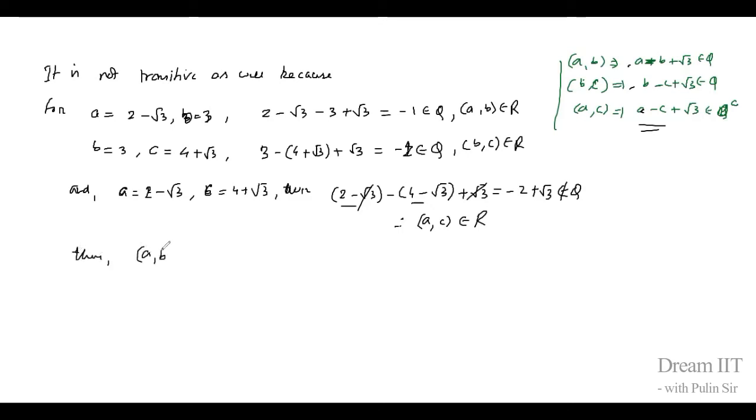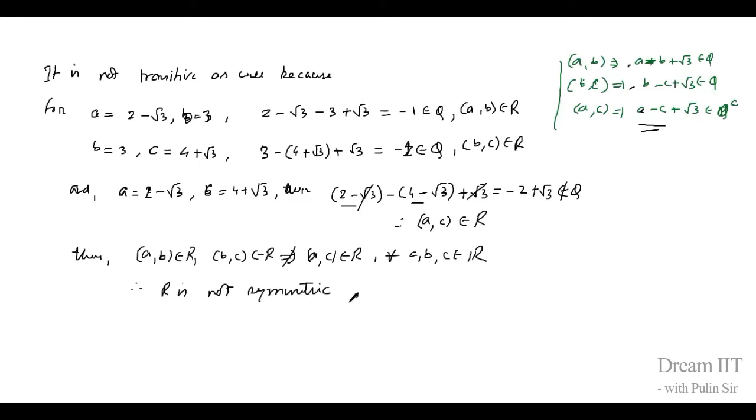Thus A comma B belongs to R and B comma C belongs to R does not imply A comma C belongs to R. Or this would happen for all A, B, C of this category, right? But this doesn't happen. Therefore, R is not symmetric. It's a good problem. Sorry, again I have written symmetric. It is not transitive. Sorry. R is not transitive.